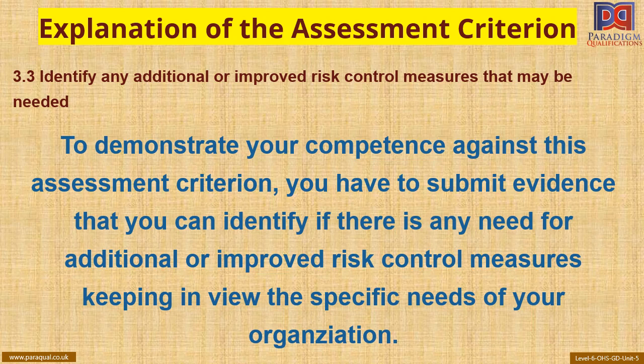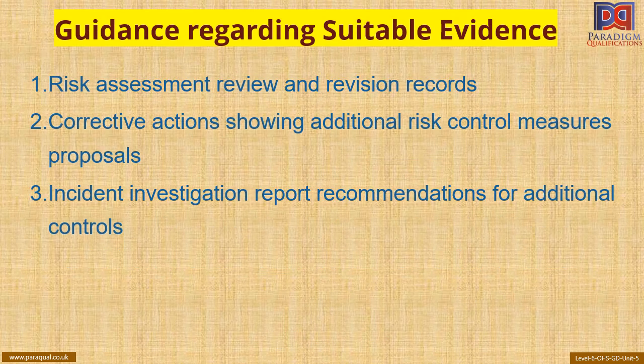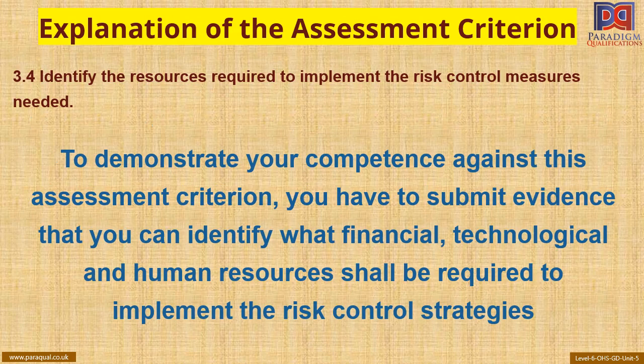3.3 Identify any additional or improved risk control measures that may be needed. You have to submit evidence that you can identify if there is any need for additional or improved risk control measures keeping in view the specific needs of your organization. The evidence can be risk assessment review and revision records, corrective actions showing additional risk control measures proposals, incident investigation reports, recommendations for additional controls.